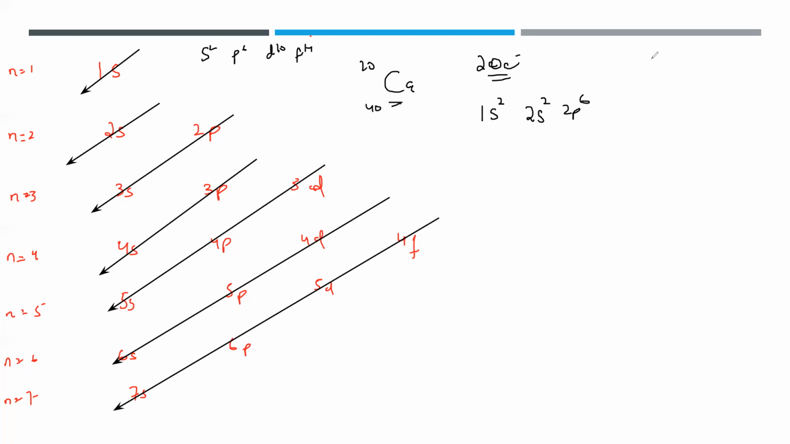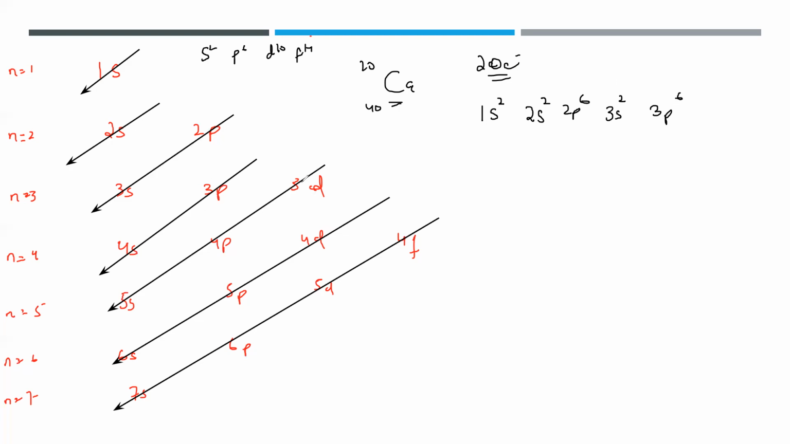From 2p, it will go to 3s, and 3s can have a maximum of 2, so we have arranged 12 electrons. From 3s, it will be 3p. So we write 6, and now we have arranged 18 electrons.